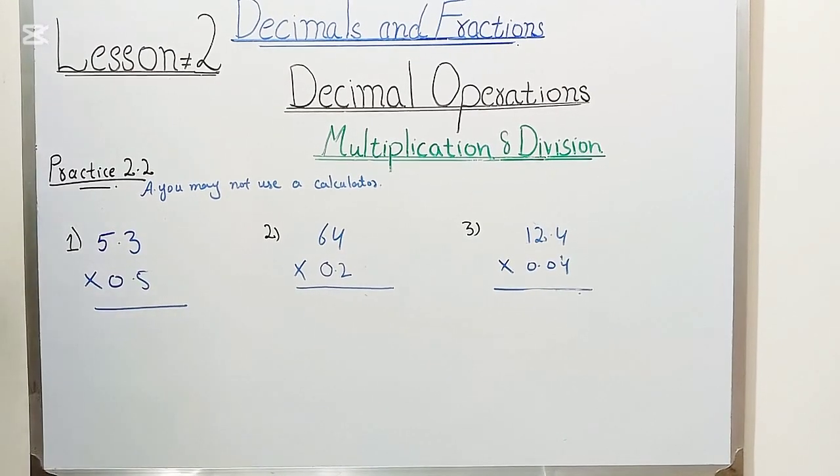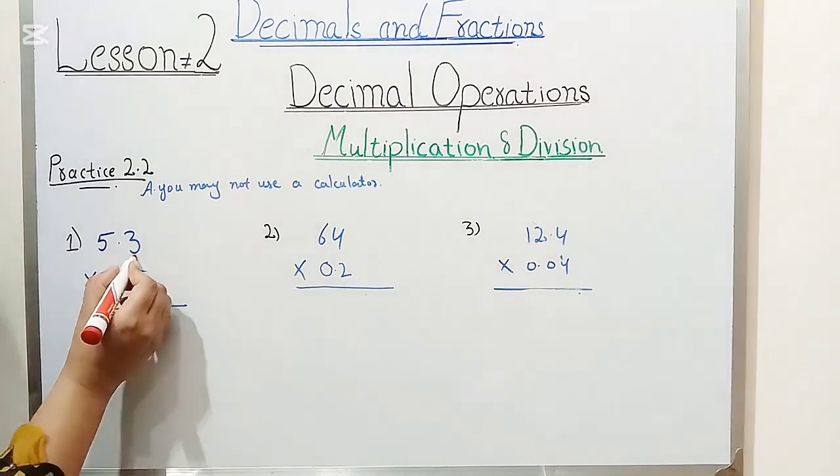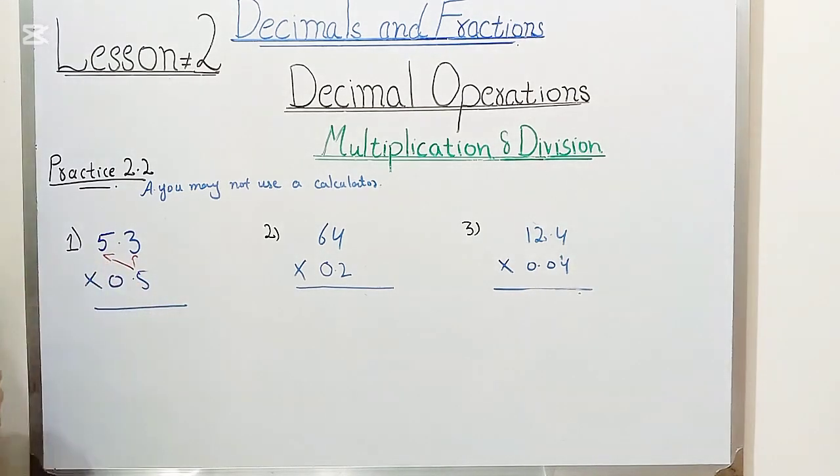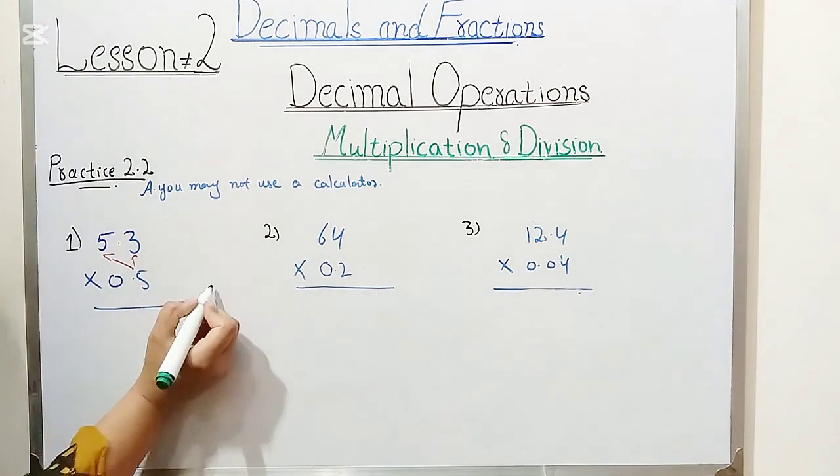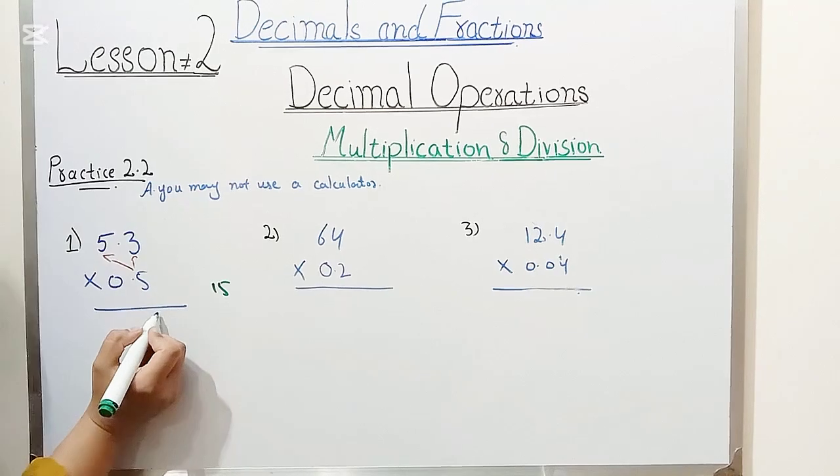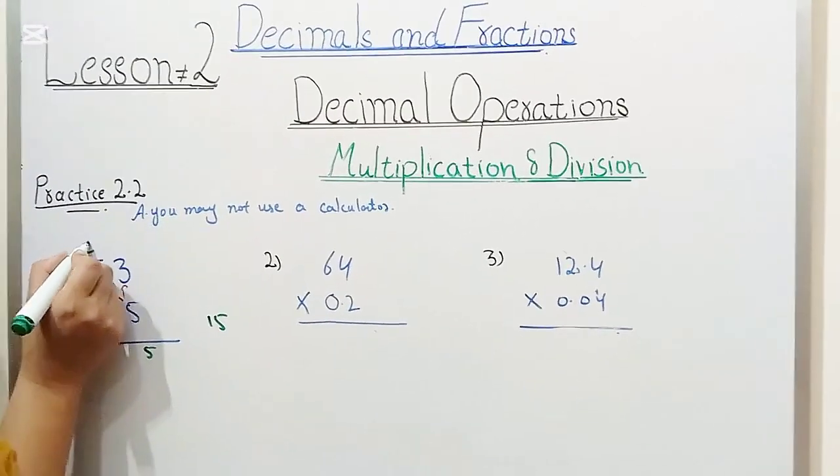Practice 2/2 of multiplication and divisions. Question number 1, 5.3 multiplied by 0.5. Firstly, we multiply 5 by 3 and 5. 5 3s are 15. Then I will write 5 and carry 1 to the next value.